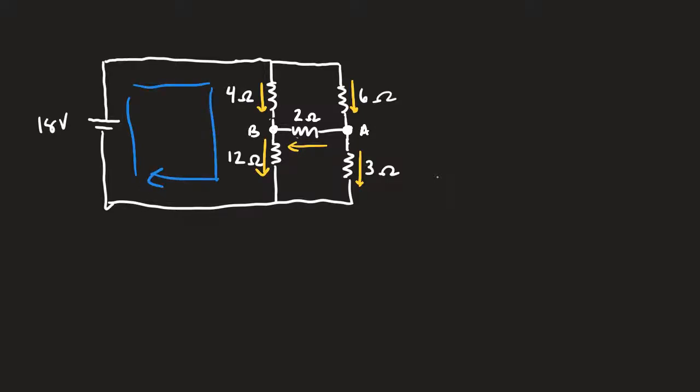My easy loop first. I think I made sure that every single resistor was a different value, so I'm going to name the currents based on the value of the resistor. Is that okay with you? What I mean by that is this loop will be positive 18 volts minus the voltage across the 4 ohm resistor minus the voltage across the 12 ohm resistor, and that equals 0. Any question about that?